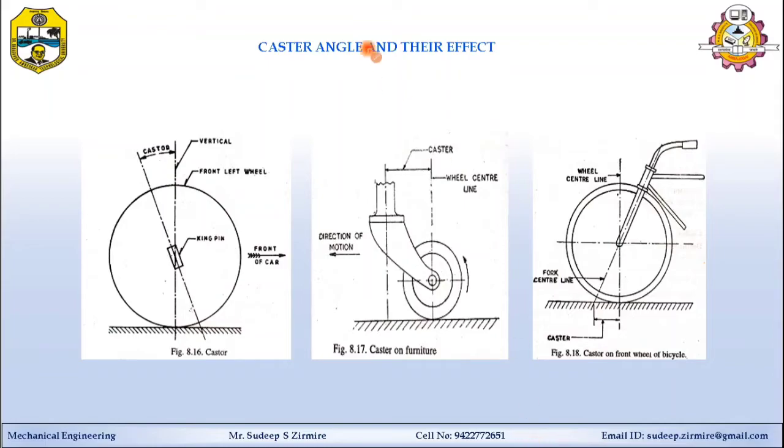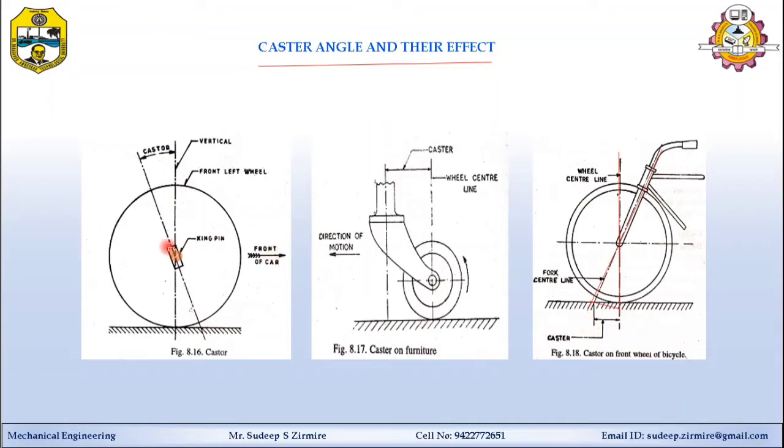Here we are going to learn the caster angle and its effect. When you see the vehicle from the side, you can clearly understand the caster angle. The best example is a bicycle. This is the kingpin inclination and this is the vertical line, extended up to the ground, and here the caster angle is shown.